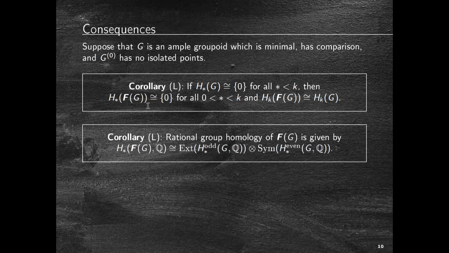Now, as usual, if you rationalize, things become easier. And if you rationalize, you get sort of the ideal outcome, a recipe for the group homology of the full group in terms of groupoid homology. So more precisely, the formula reads that the rational group homology of the full group is given by this construction. You look at the odd degree homology of the groupoid from this exterior algebra that depends on this symmetric algebra of the even degree part as graded groups. So this is sort of what ideally happens, that you get this precise formula.